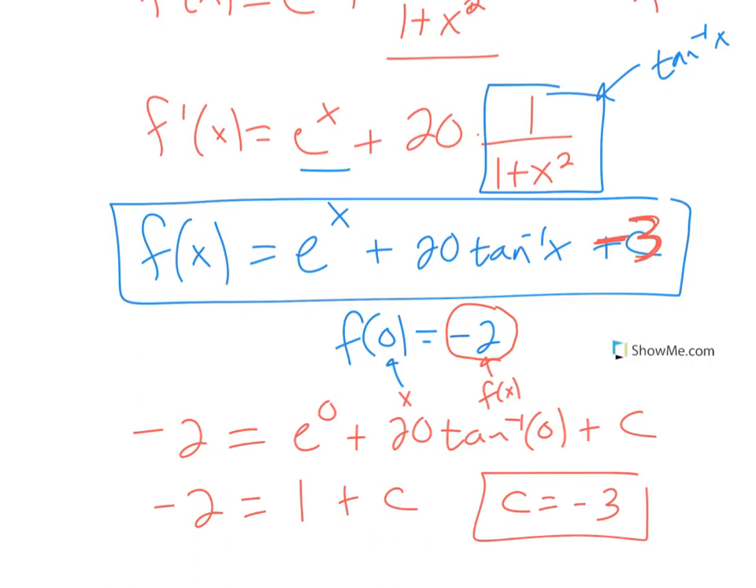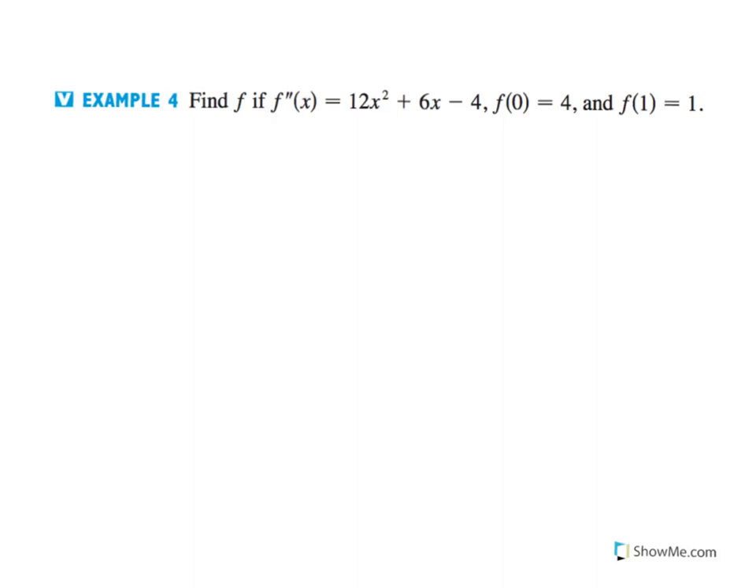Working backwards, let's take a look at one more here. And this is one where I'm giving you the second derivative now. So we have to work backwards twice to find the original function. And notice there's conditions here for just the original function. And so we might have a c and possibly even a d value that we might work with. So notice that our second derivative is just a polynomial.